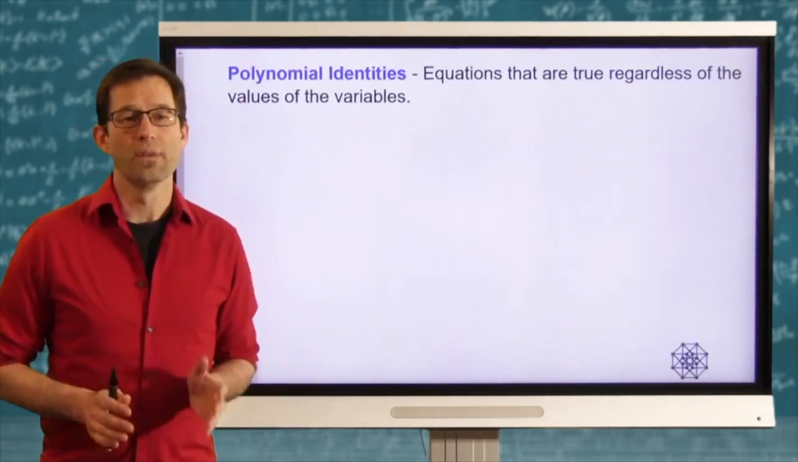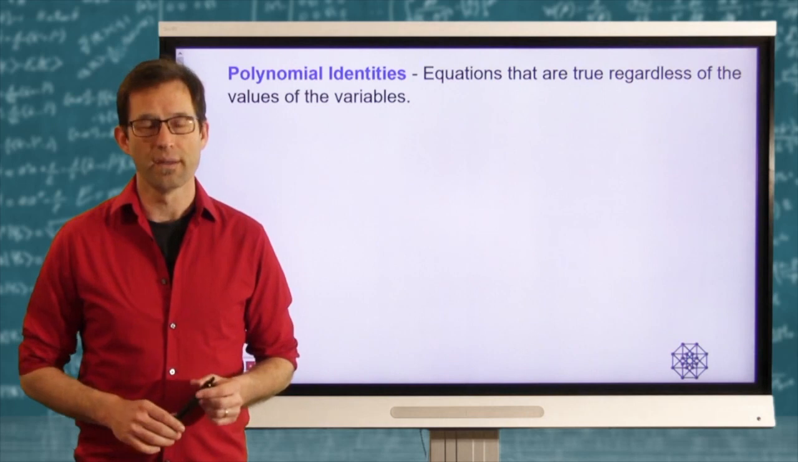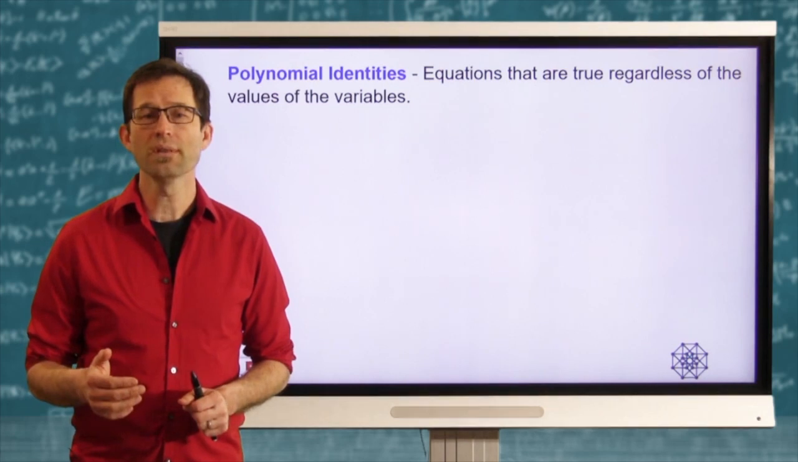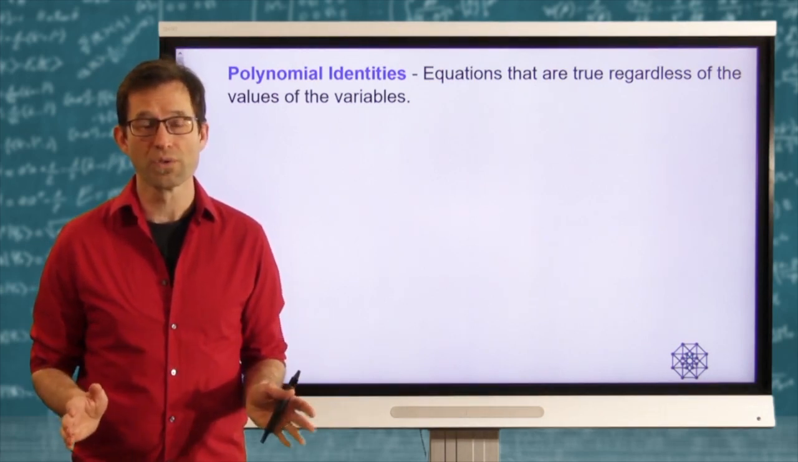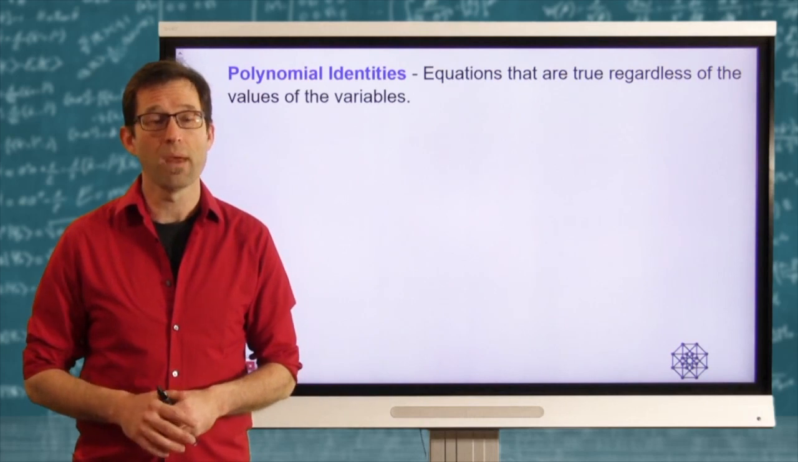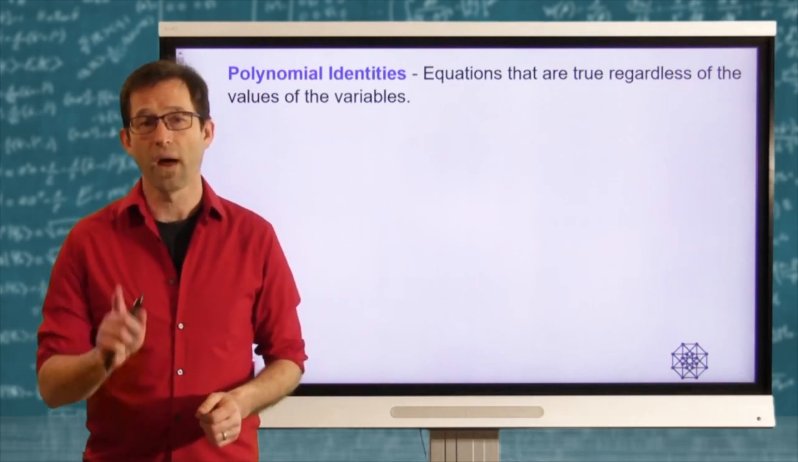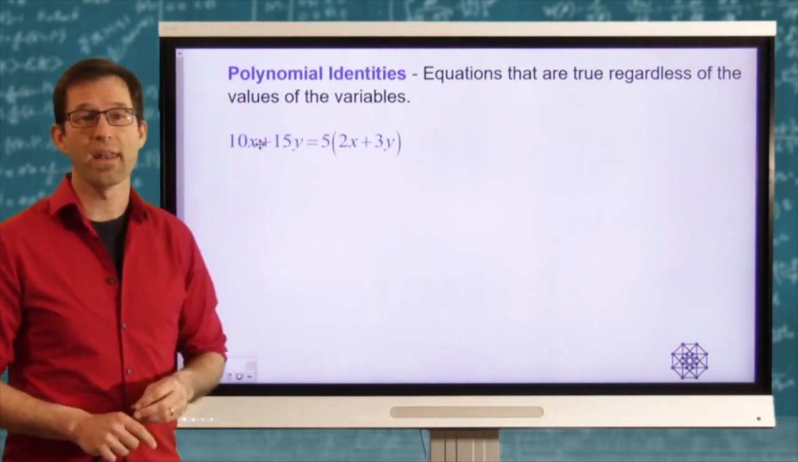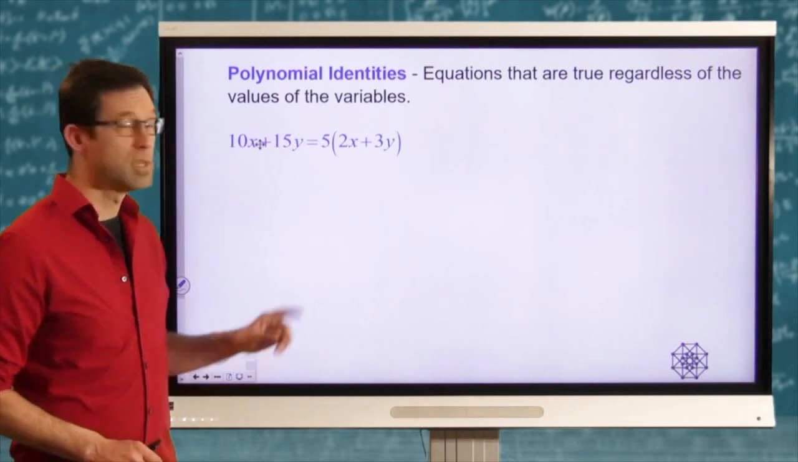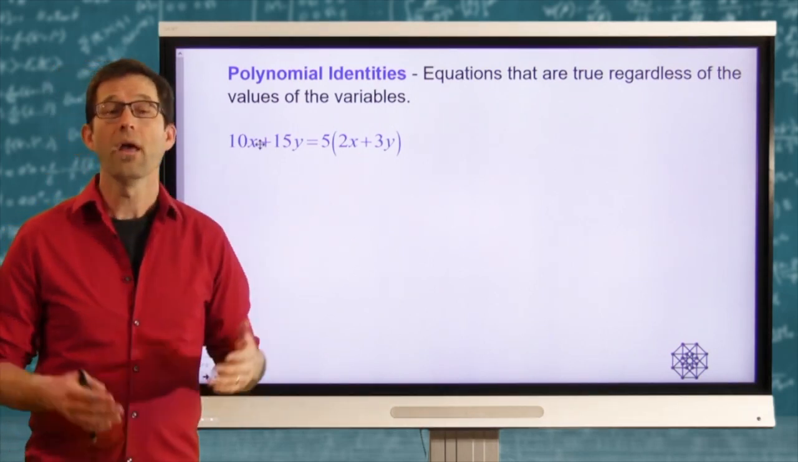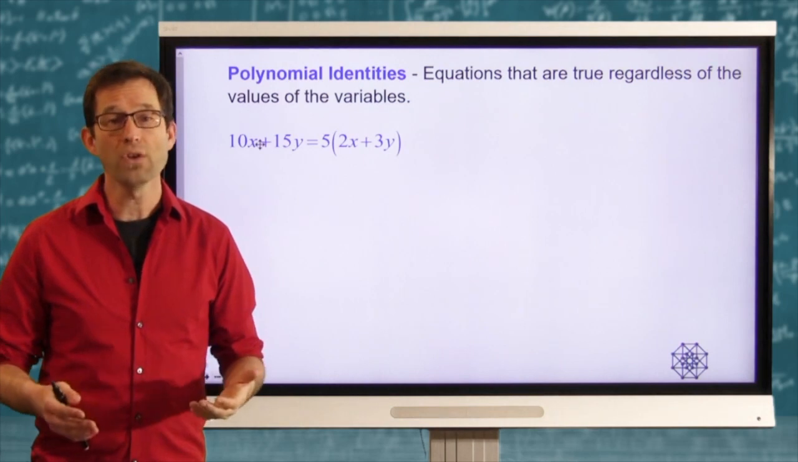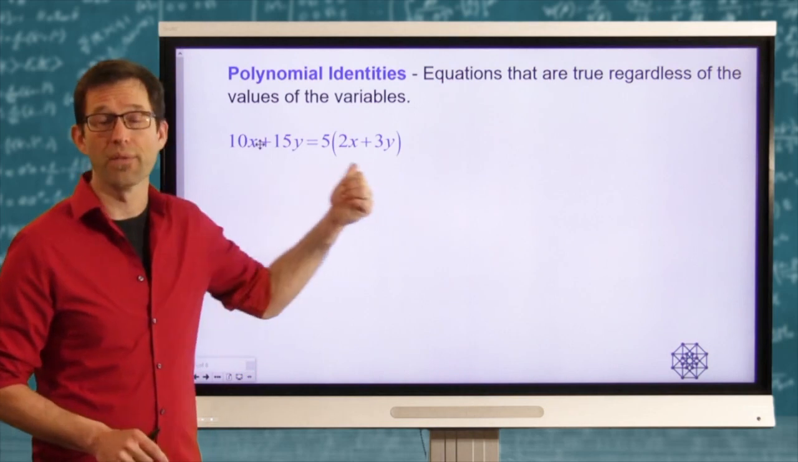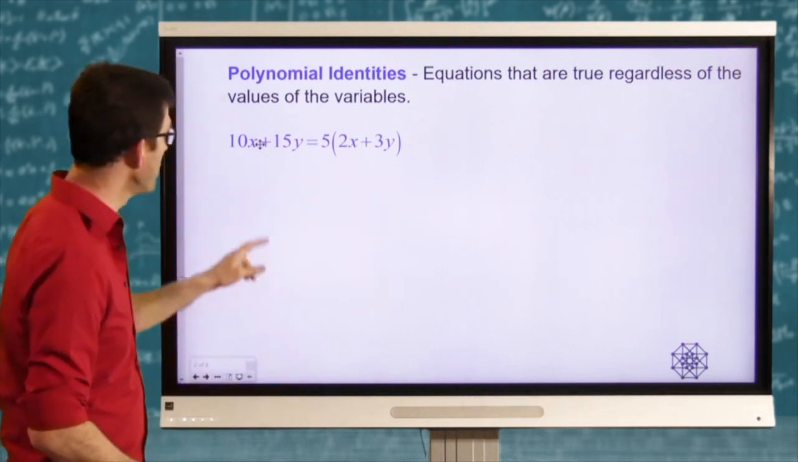Now, one thing that you've studied this year already are what are known as polynomial identities. And these are a little bit tricky for students because an identity is an equation that's true regardless of the values of the variables. So, you have your equations that you solve, and maybe they're valid for these values or these values. But polynomial identities, for instance, like 10x plus 15y is equal to 5 times 2x plus 3y, that particular equation is true no matter what value of x and y you plug into it. This side and this side would be the same, so it's known as an identity.